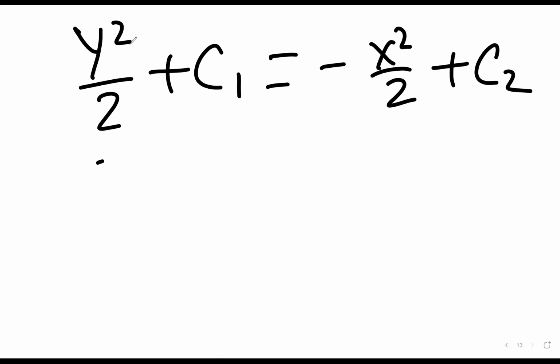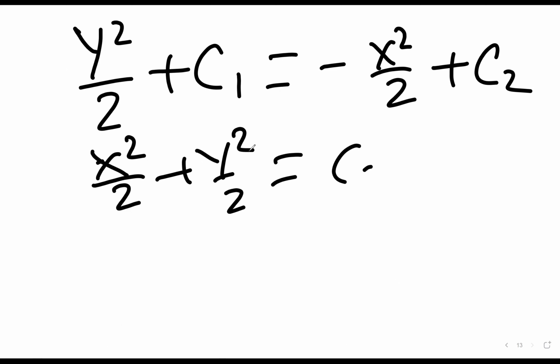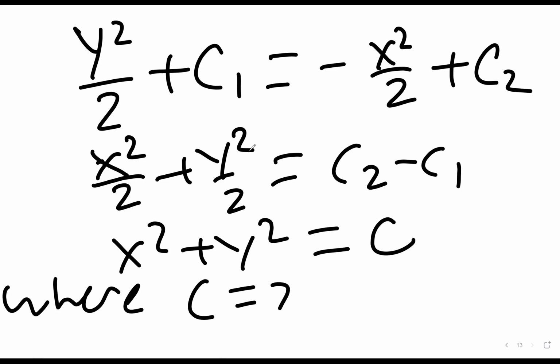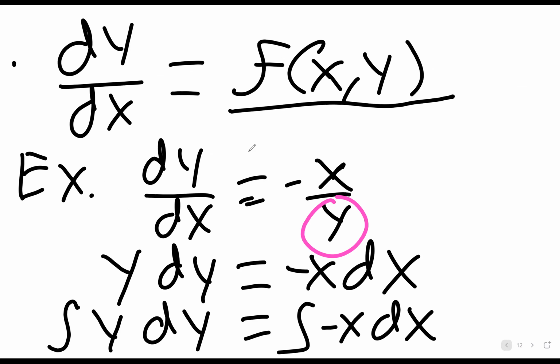Then we can write it as x square over 2 plus y square over 2 equals c2 minus c1, and then we can write it as x square plus y square equals c, where c is just 2 multiplied by c2 minus c1. Okay, so you'll see that we start from dy dx equals minus x over y. Then we can separate the variable. On the left hand side, the variable is y only. On the right hand side, the variable is x only.